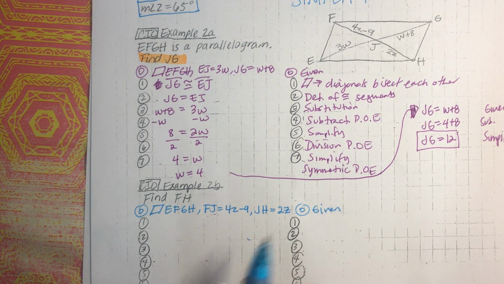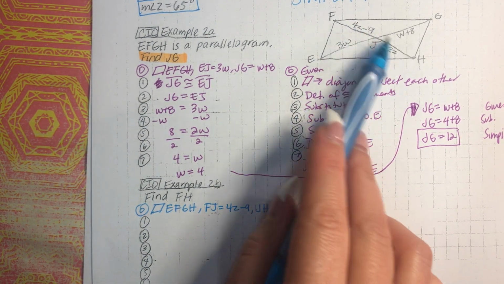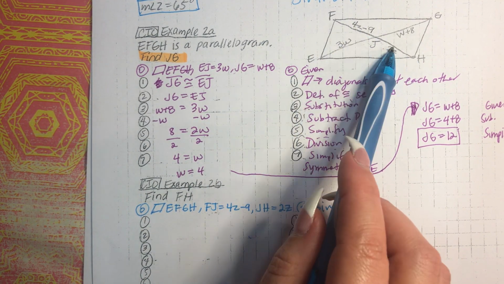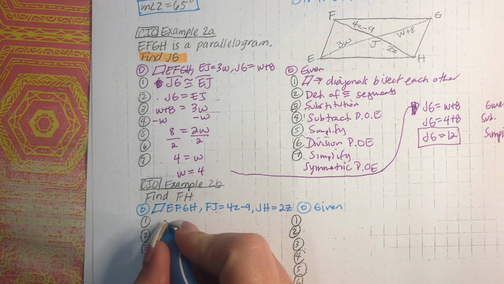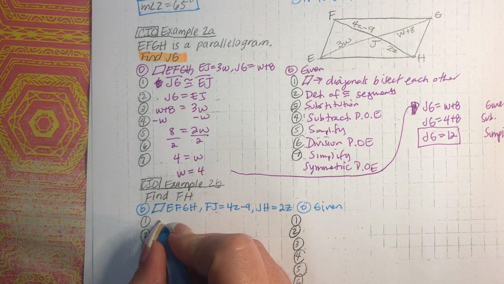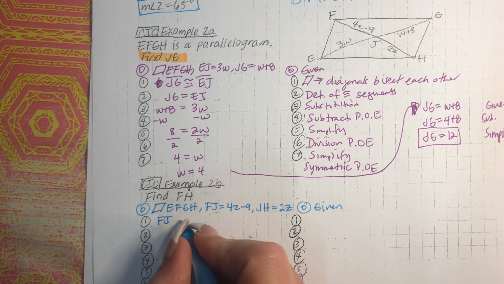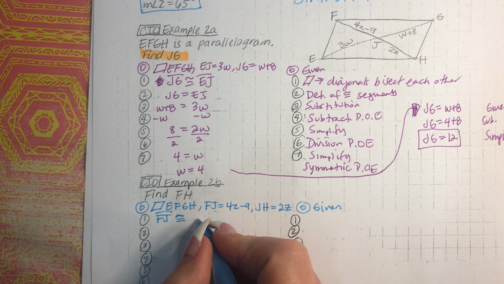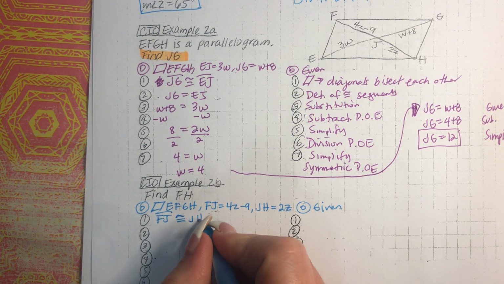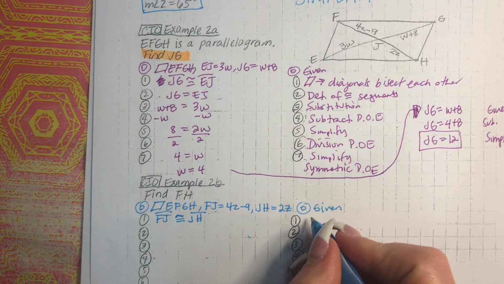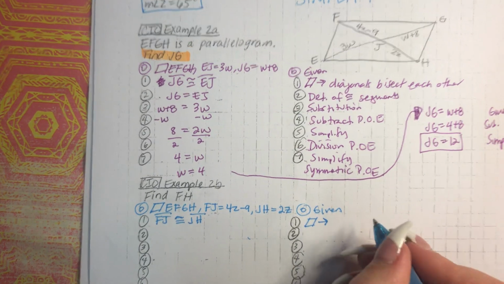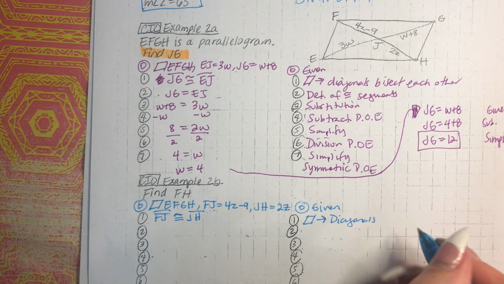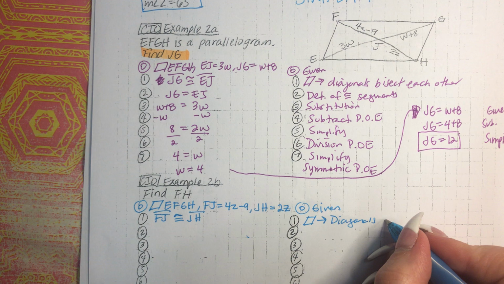Perfect. Okay, so now we just want to say that these are congruent to each other. I know we want to find FH, but we need to figure out what Z is first. So we have to set these up and say that they're congruent. So we're going to say that line segment FJ is congruent to line segment JH. That is, if it's a parallelogram, then the diagonals bisect each other, which means those two segments are congruent.